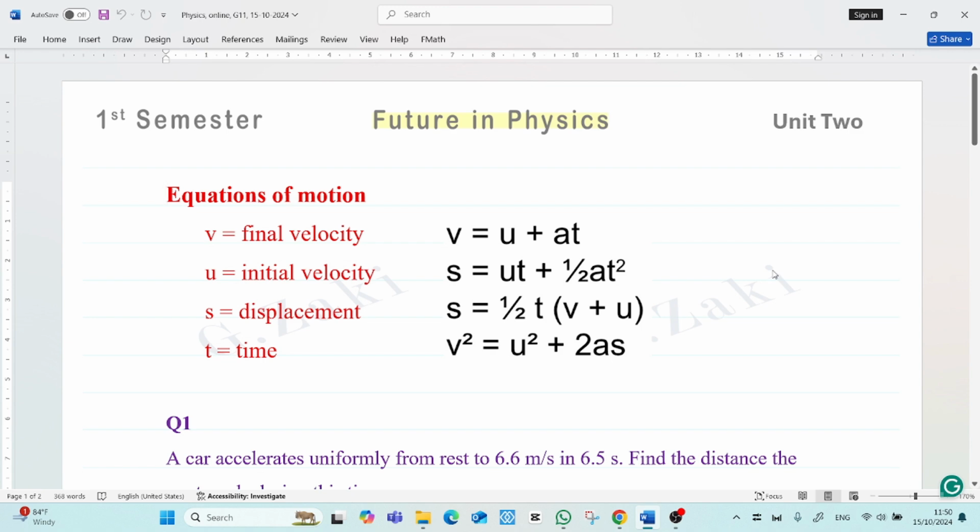Hello everyone, in this video I'm going to explain questions about equations of motion, grade 11, unit 2, kinematics. These are the equations of motion that we can use. We have four equations. Each equation has four unknowns. Which equation we can use depends on the given of the question. Let us start question number one.